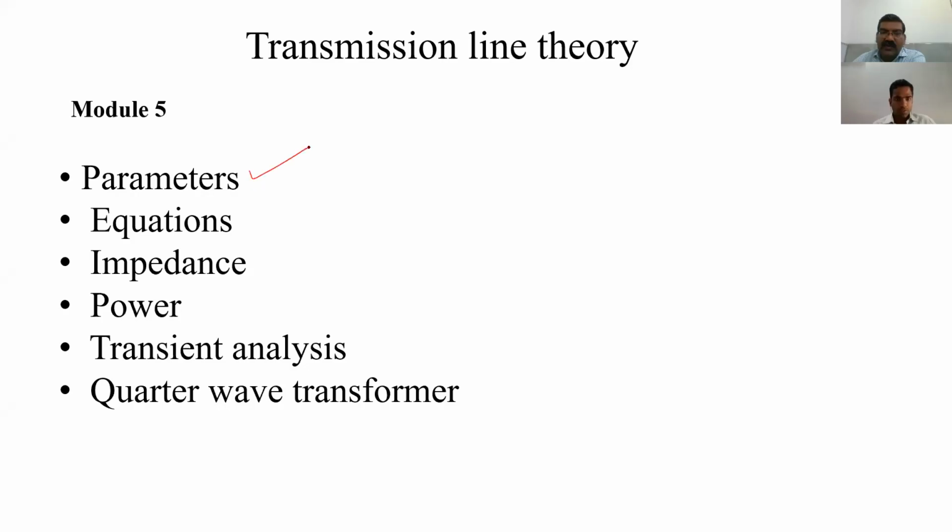So we have seen the parameters like how the R, L, G and C comes into picture. Today we will see the equation and the impedance. So these two parts are our target for today. Equation, we'll see the wave equation and we'll see the impedance at any general point on the transmission line.